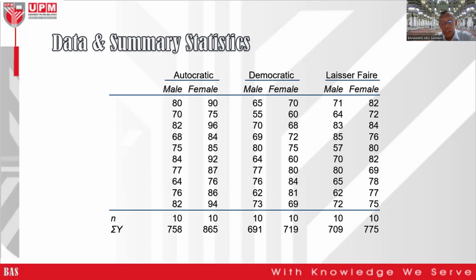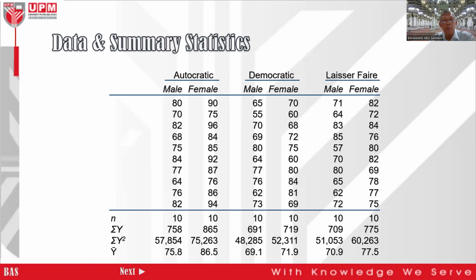So we have 6 categories or 6 groups altogether, or 6 cells. And then we need the mean of Y for each of the cells or groups. Since we have only 10 cases, we just move the decimal place to the left one step. So instead of 758, we now have 75.8 as the mean. That will be the summary statistic required to proceed with the calculation.